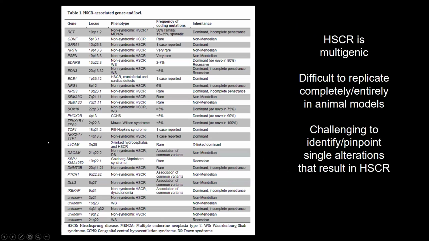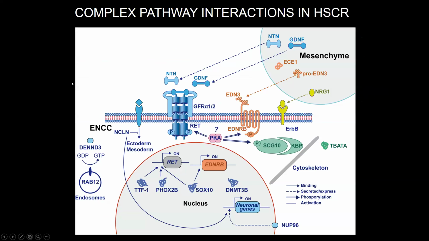It's multigenic. So therefore, when you're trying to replicate it in animal models, it is very challenging because there are so many alterations that can result in Hirschsprung disease that it is very challenging to choose just one. Some people use certain mouse models just to identify this one gene, particularly RET and GDNF, but it is kind of difficult sometimes to create a mouse model that replicates exactly what happens in human beings in order to understand the process.